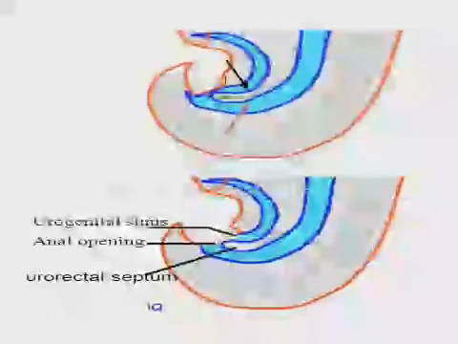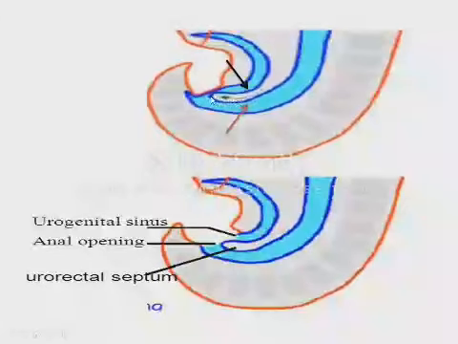What are the steps in the development of the hindgut? Look at this picture. Here is the hindgut, and this is the cloaca, and this is the cloacal membrane, and this is the allantois, and here is the endodermal cloaca. Then the urorectal septum divides the endodermal cloaca into two parts, the urogenital sinus and the dorsal part, which is the rectum and upper part of the anal canal. Again, in this figure, here is the urorectal septum.